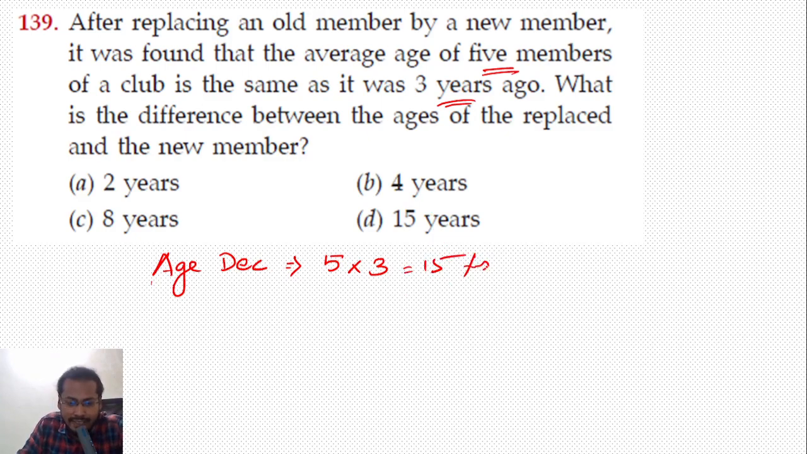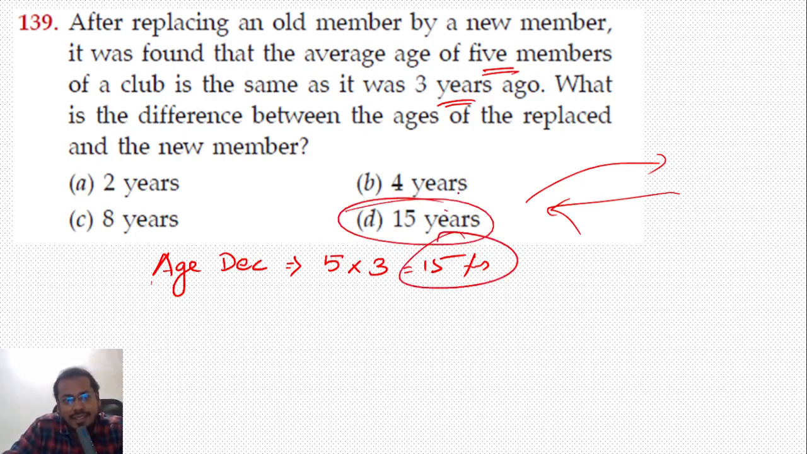Right. Next, the difference. They are asking only difference, right? One person poitaru, another person vararu. 5 years, 3 years, 5 members. So difference will be 15 years. That is the right answer. Question danga perusu, it will be simple.